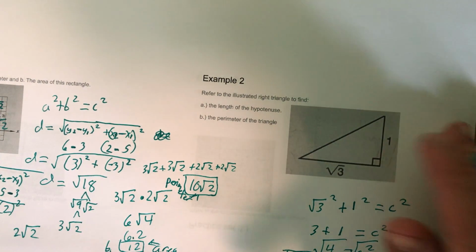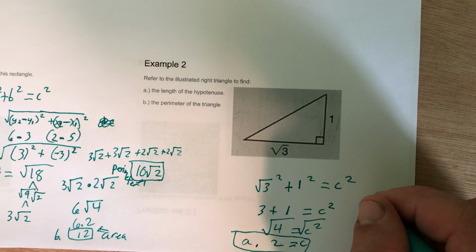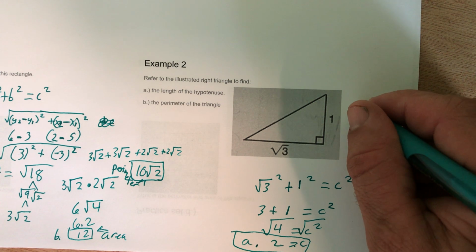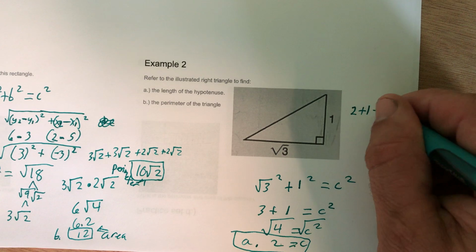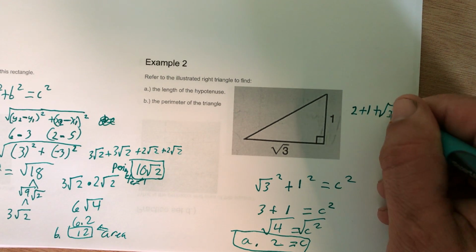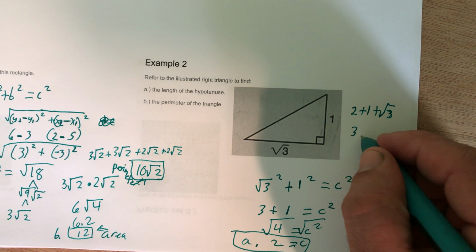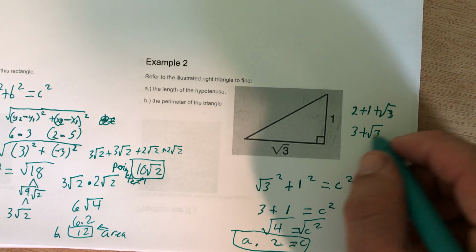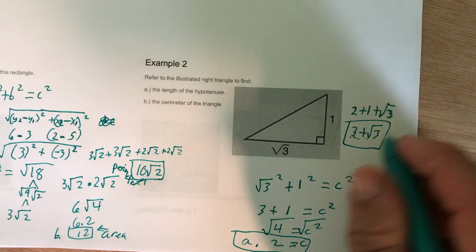Okay, part B. You want to find the perimeter. Well, you'd have 2 plus 1 plus square root of 3. We can combine the 2 and the 1 and get 3 plus square root 3. We cannot go any farther than this because the other term would have to have a square root 3 to combine them.